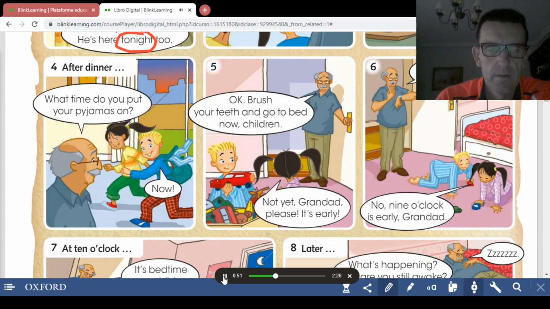After dinner. What time do you put your pajamas on? ¿A qué hora put on? Esto con esto, put on significa ponerse. And take off, quitarse. Put on the jumper. Put on the trousers. Take off the trousers. Take off the pajamas, etc. Attention to the pronunciation of this word, pajamas.